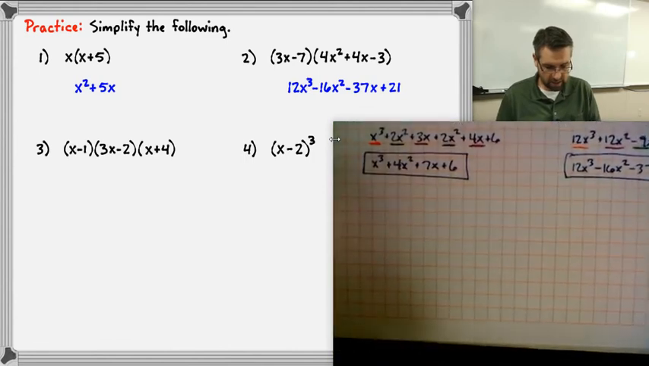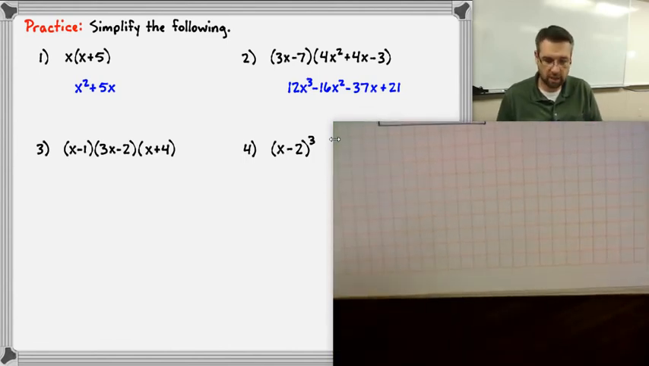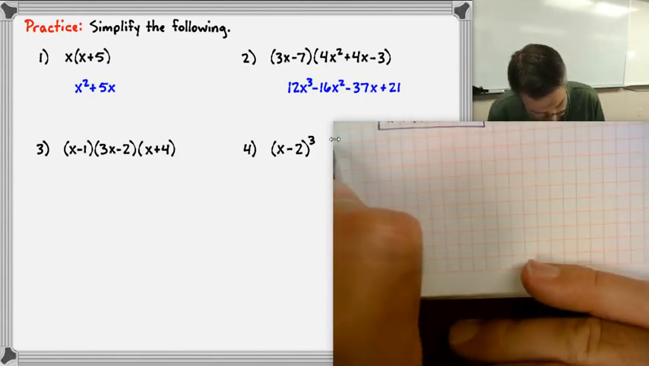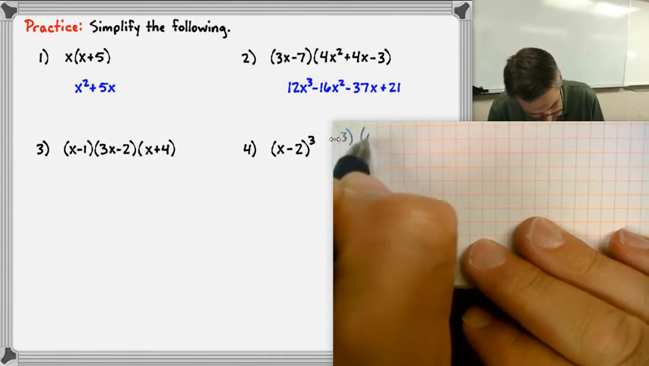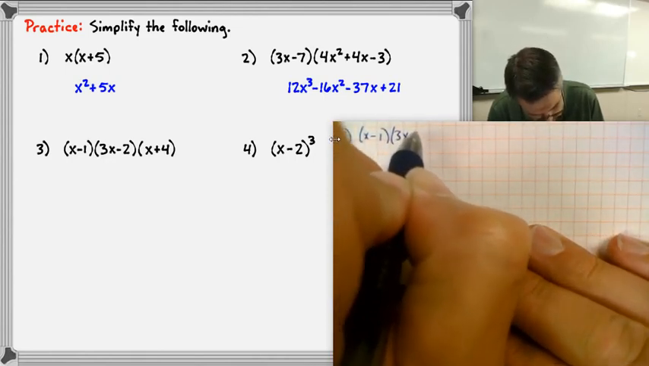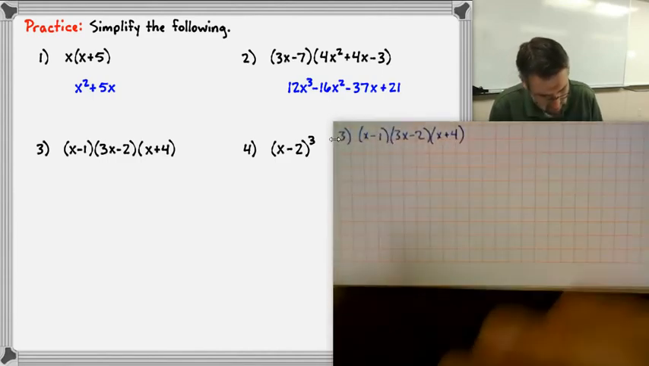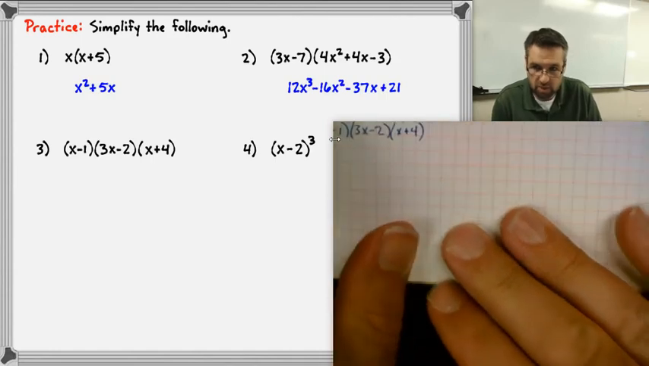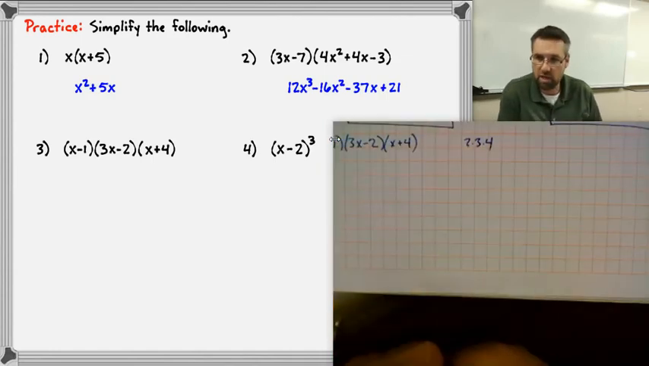Okay, let's go ahead and take a look at, running out of room here on my paper. Let's go ahead and take a look at number 3. I like number 3. Number 3 is multiplying 3 different binomials. 3 different binomials, that's interesting. Well, in this case, what we have to do is, let me give you another example just off to the side here. If I were to say 2 times 3 times 4, how would you multiply those?